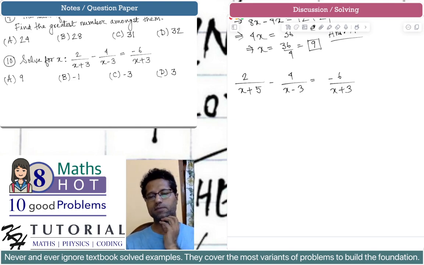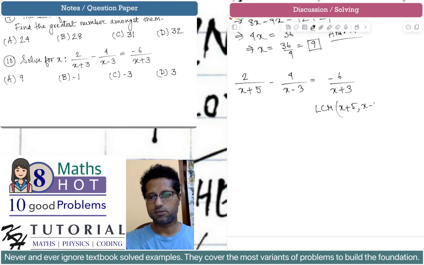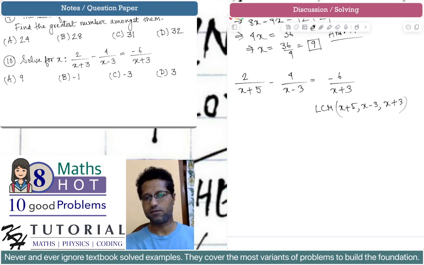How will you apply the concept that when we have rational terms in an equation, we find the LCM of the denominators of those rational terms and multiply both the sides of the equation by that LCM? So in this problem, the question is how do we know what will be the LCM of x plus 5, x minus 3, x plus 3. These are three linear expressions. x plus 5 is a linear expression.